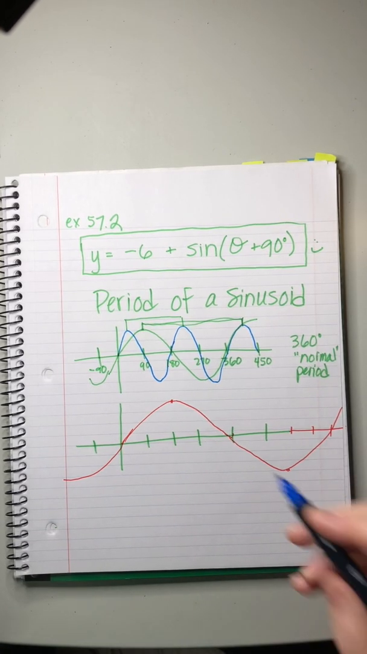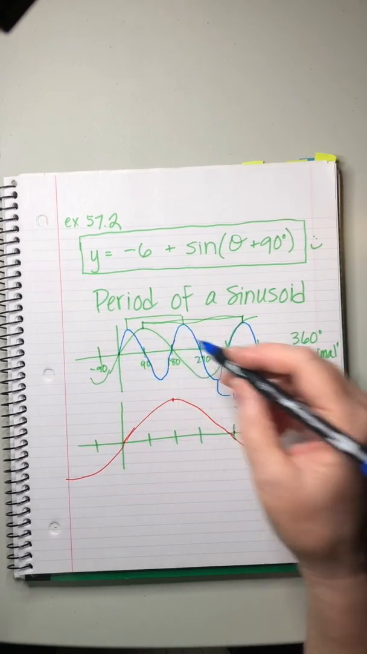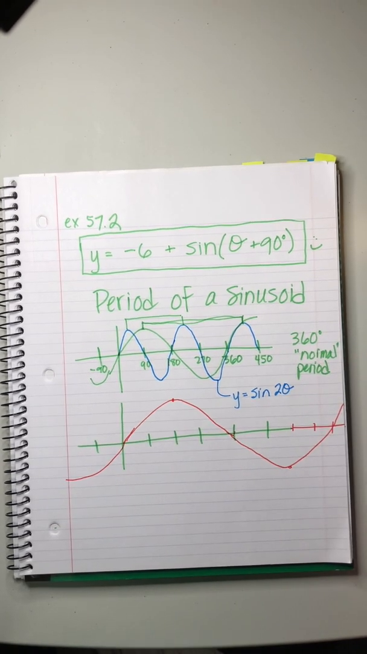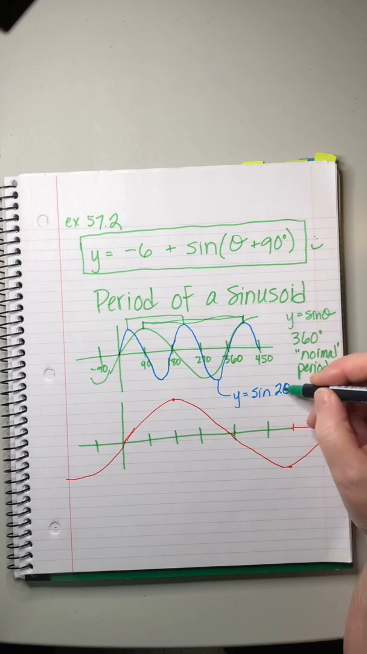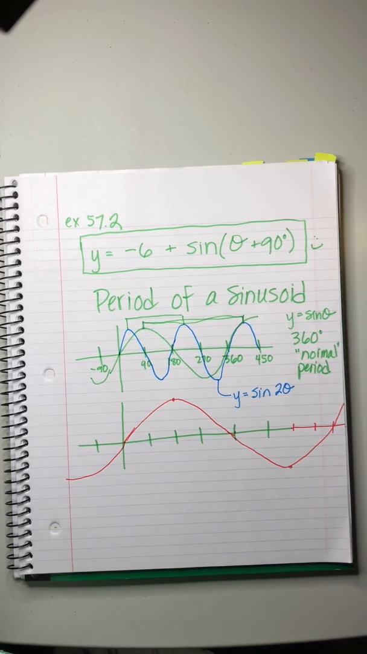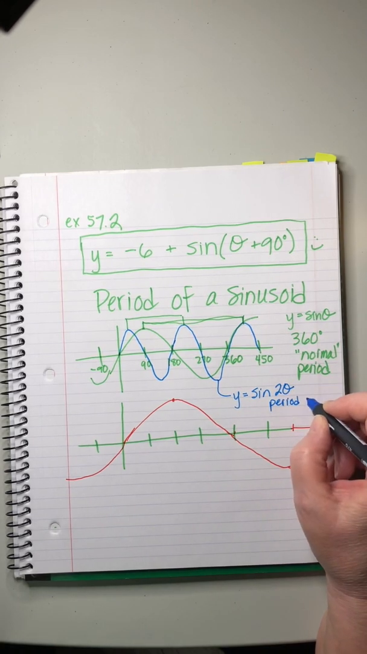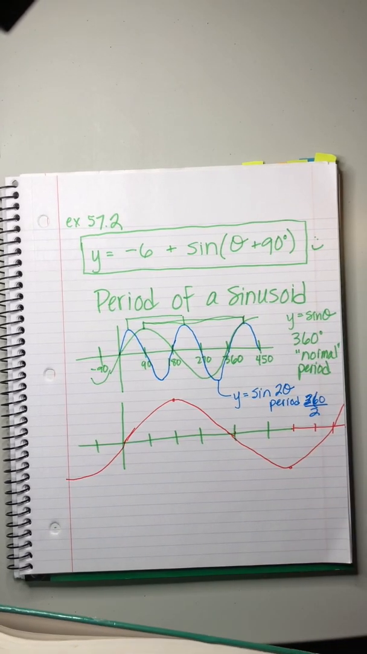To show this in our formulas, we would write this as y equals the sine. We put a number in front of the argument. Okay, so if this first one was y equals the sine of theta, that's our normal. 2 theta means that the period is 360 divided by 2. We'll get to that in just a minute, how you calculate how long the period is.